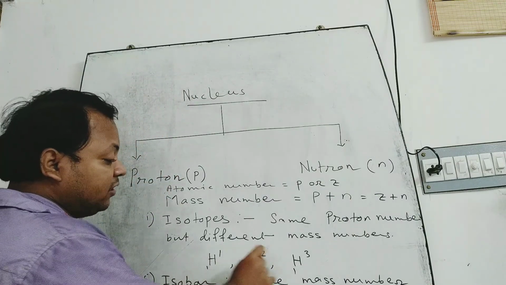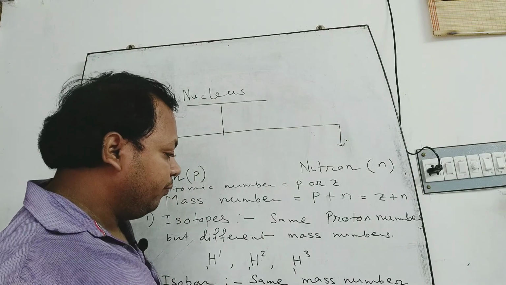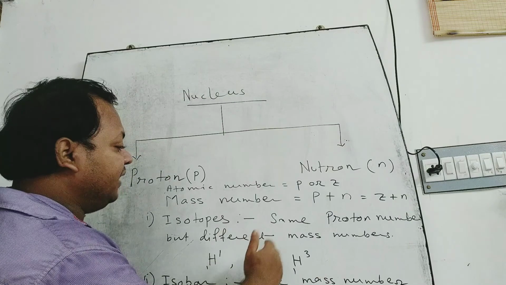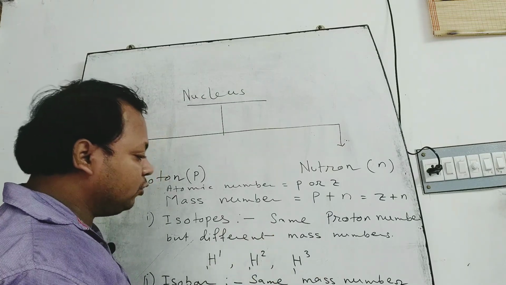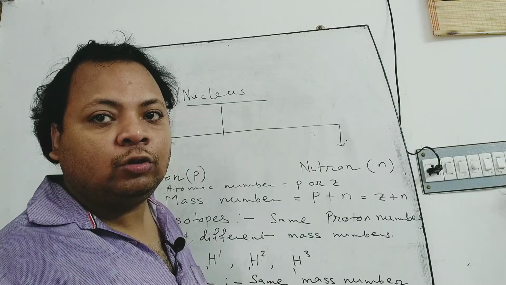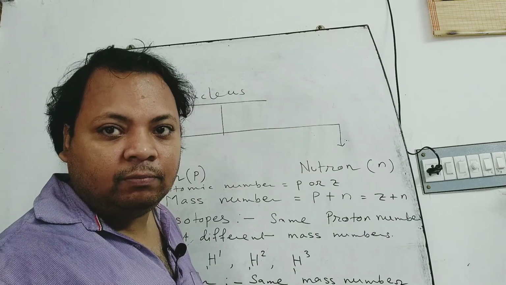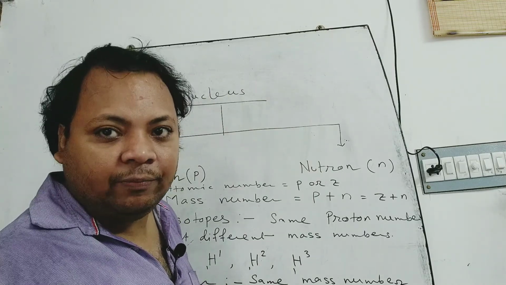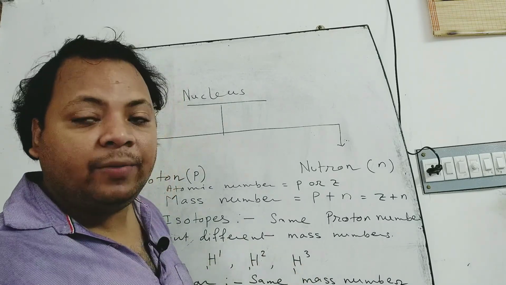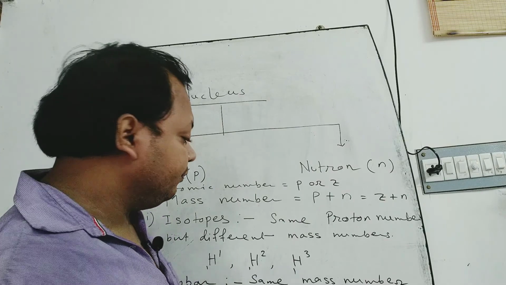Although these are atoms of hydrogen, since their mass numbers are different, some of their physical properties are also different, but their chemical properties are the same. Tritium is mainly radioactive.